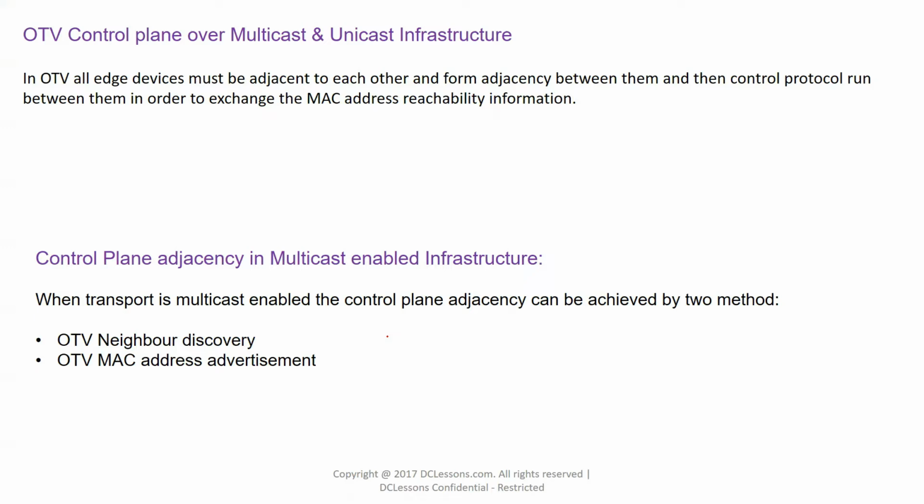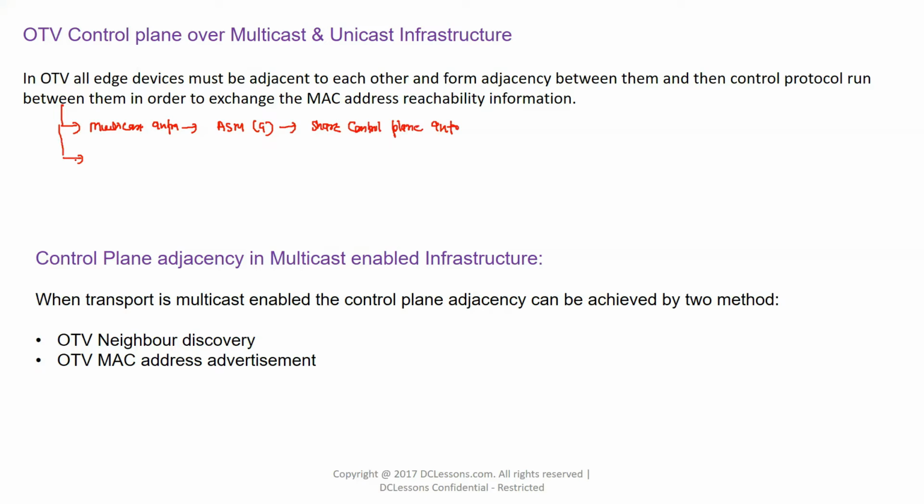So if the transport is multicast enabled, a specific multicast group is used to exchange the control plane messages between OTV sites. In the case of multicast infrastructure, I will have an ASM, any source multicast group, that is used to share control plane information, right?